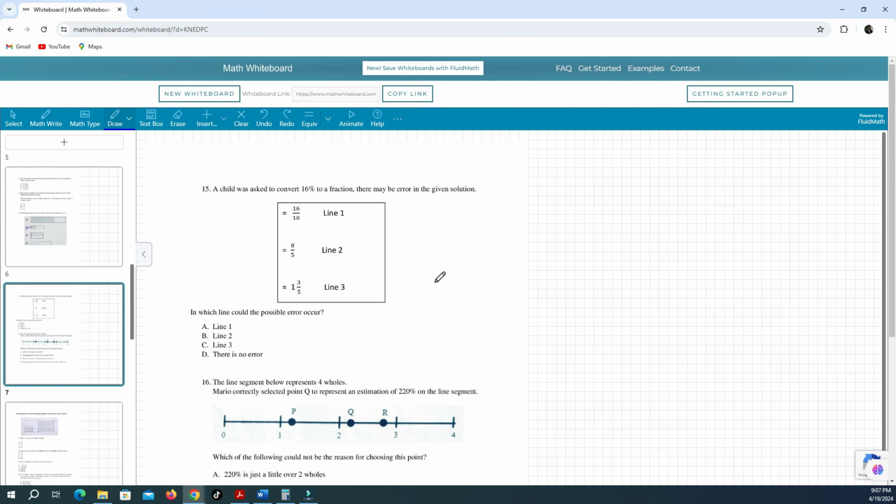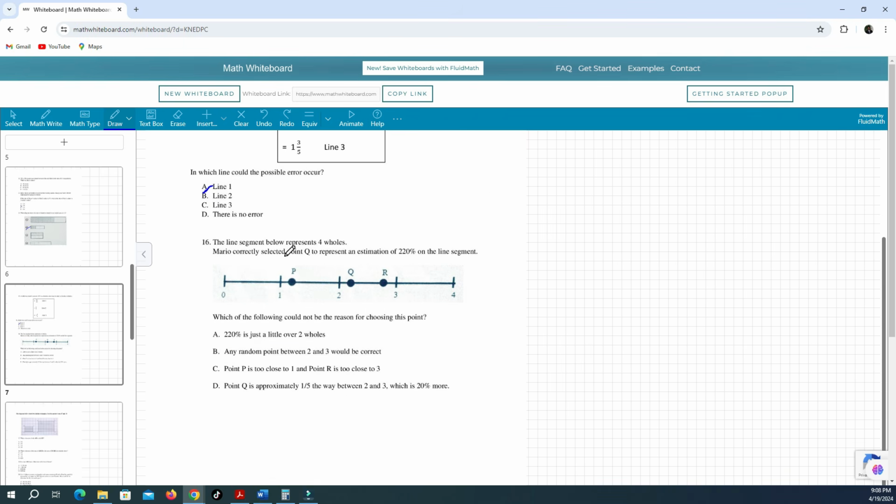Number 15. A child was asked to convert 16% to a fraction. There may be errors in the given solution. So I can see the big error here. 16% is 16 over 100, and I'm seeing this is starting out with 16 over 10. So I'm not going any further. This is incorrect. So I know that line 1 would be where it's incorrect. All right, so let's move forward.